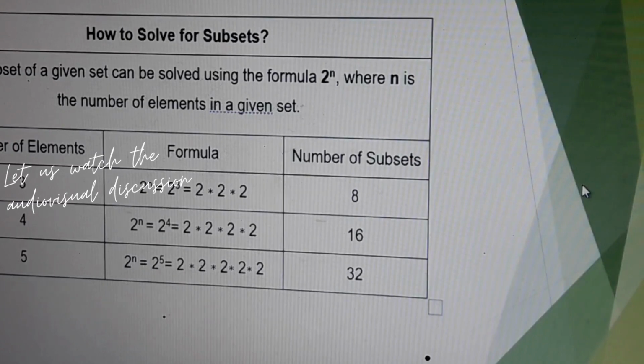For example, you have a number of elements of 3. To solve for the subsets, it's just equal to 2 to the n. So if there are 3 elements, substitute the value, you have 2 to the power of 3, meaning you are multiplying 2 three times by itself, or adding 2 three times. So that is equivalent to 8.